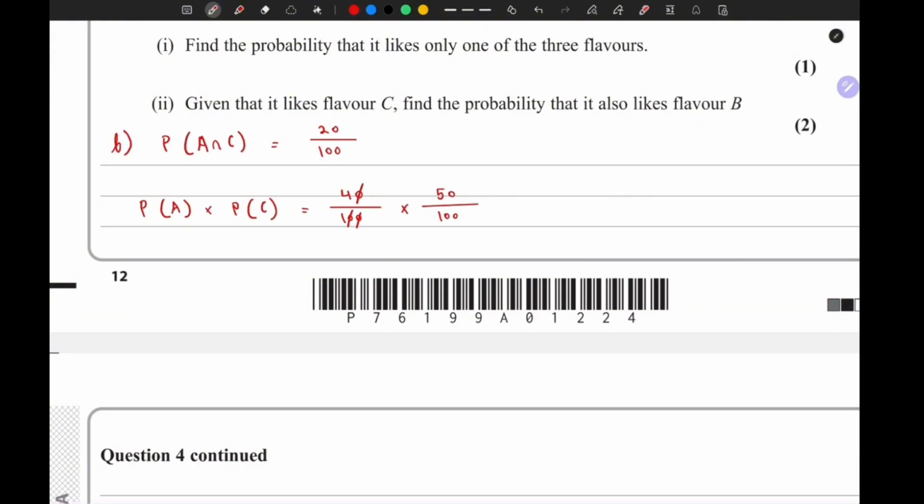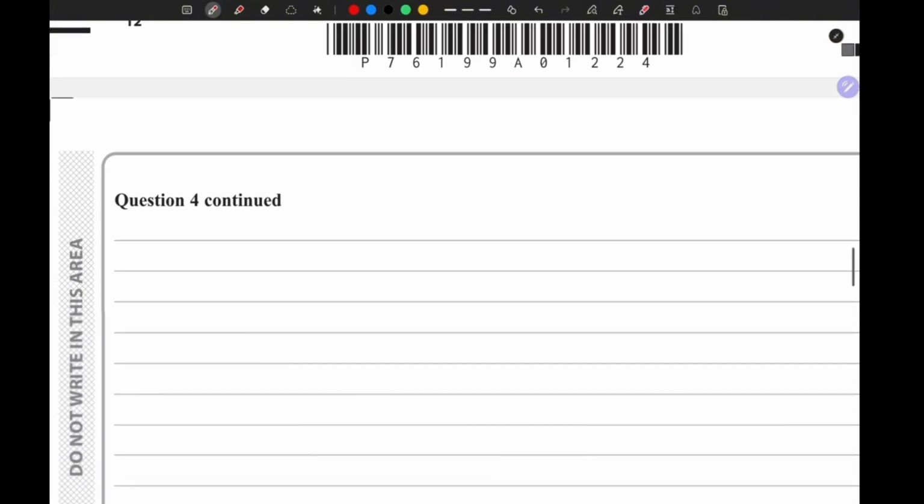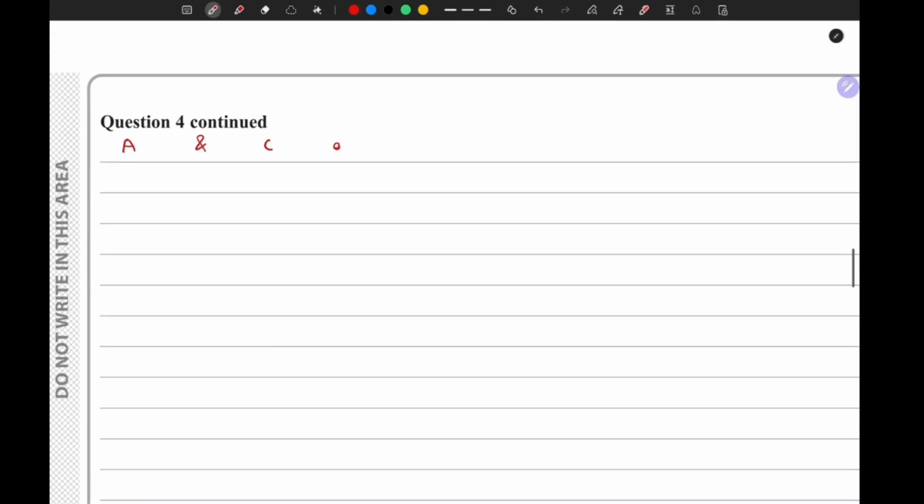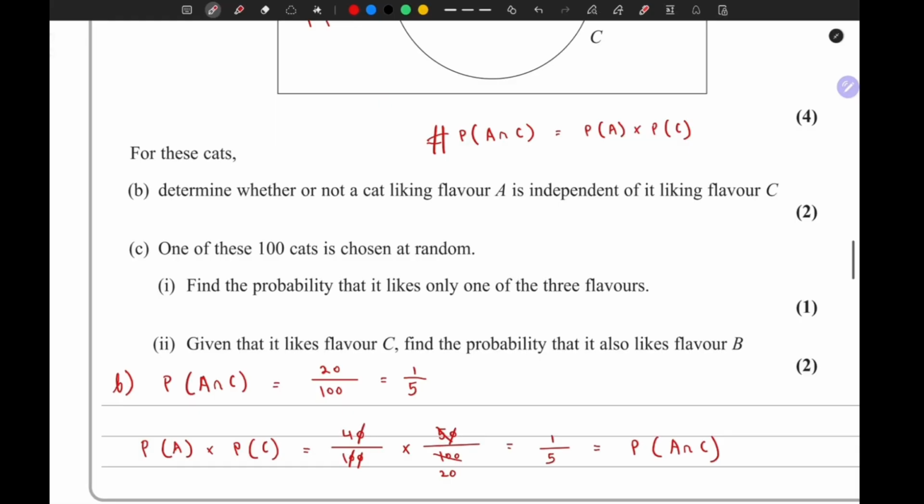So this should give us a value of, wait, so it's 20. So it's 4 over 20, which is 1 over 5. So this is a simplified form. 20 over 100 can also be written as 1 over 5. So this is equal to the probability of A intersection C. So we can say that A and C are independent since it follows the rule. So that is it for this part.